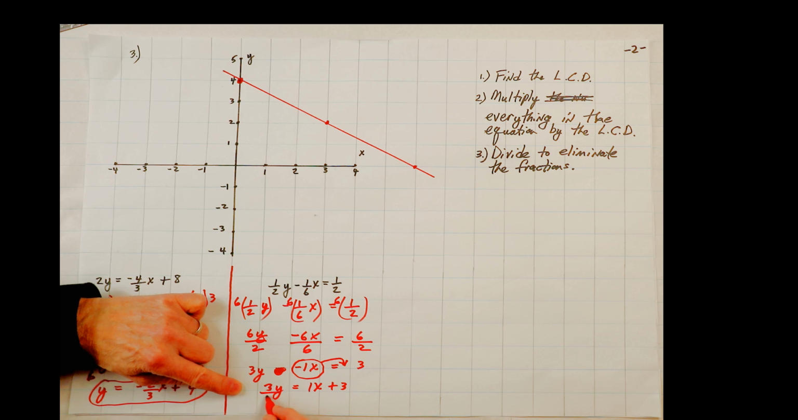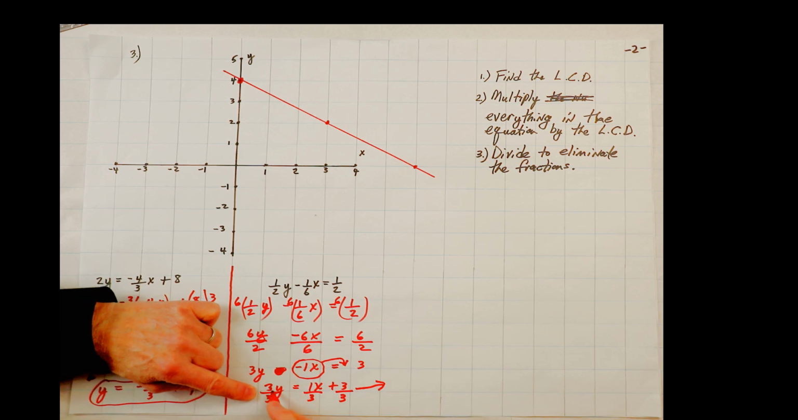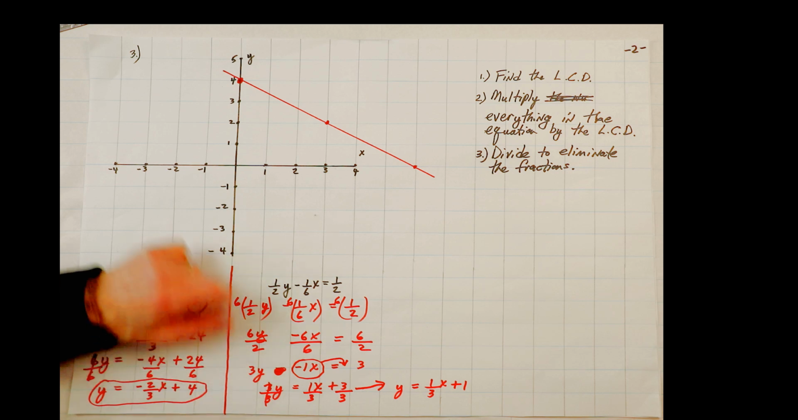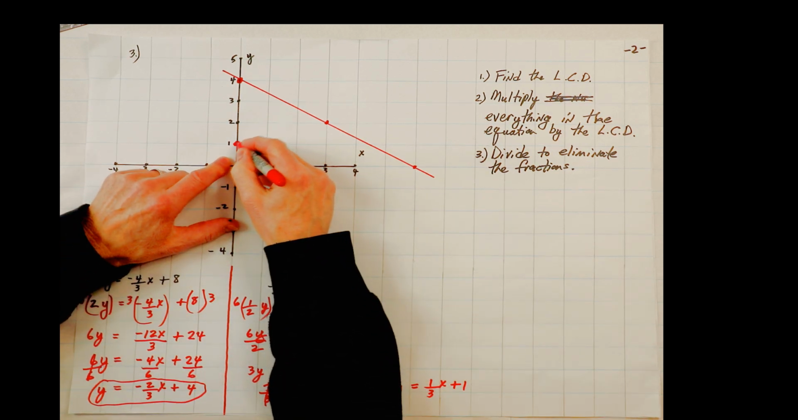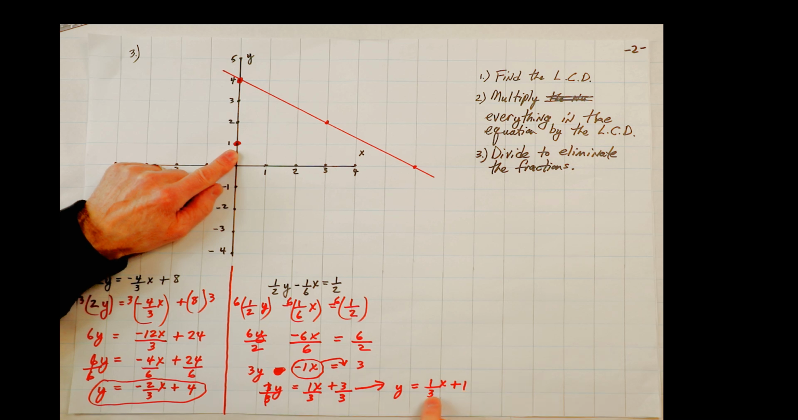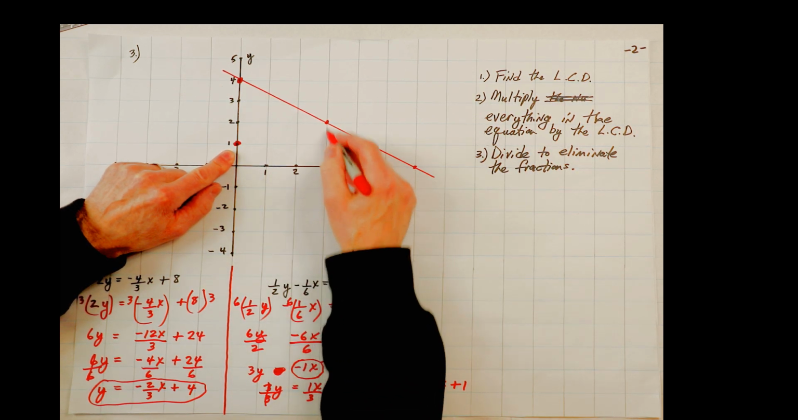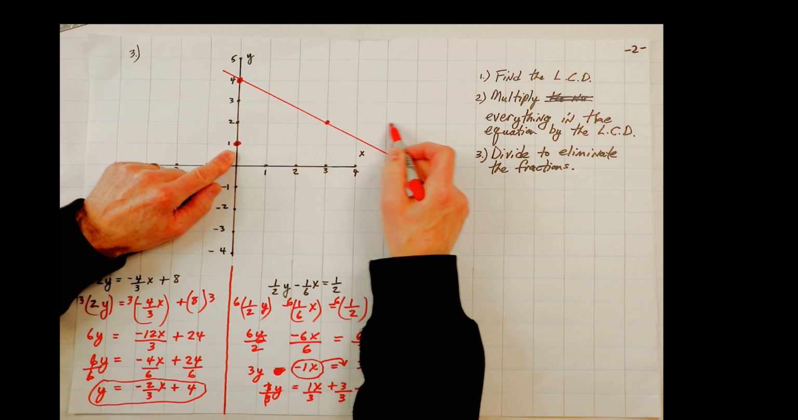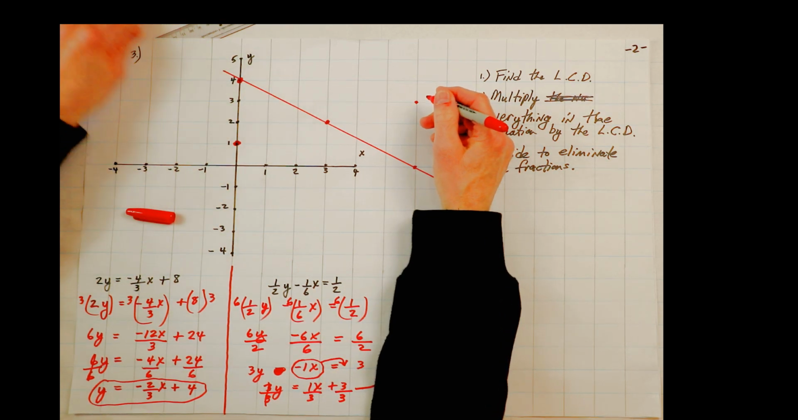So when we divide, and I'm gonna write it here because there's not very much room down there. 3 divided by 3 is 1, so that gives us y, so we have y equals 1/3 x plus 1. So here we are. That's our y-intercept 1. The slope tells me, the run says, right 3, and the rise says up 1. Right 3, up 1. I'll do it again. Right 3, up 1. Okay.